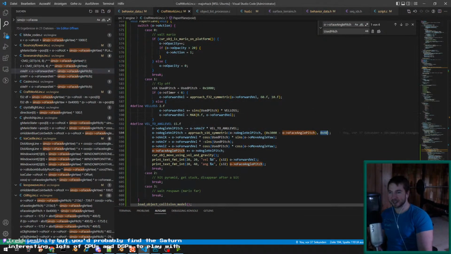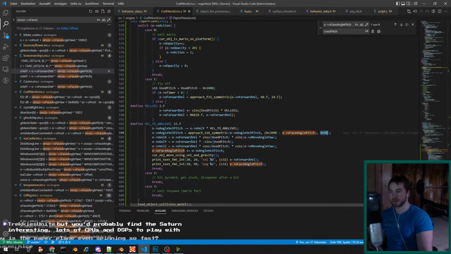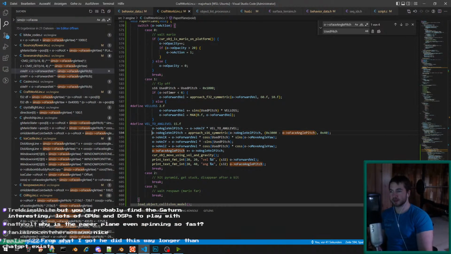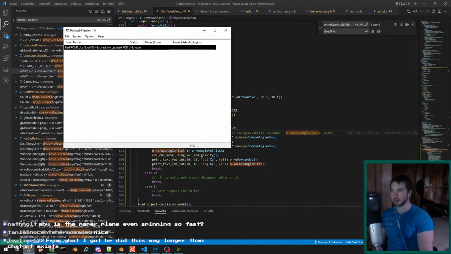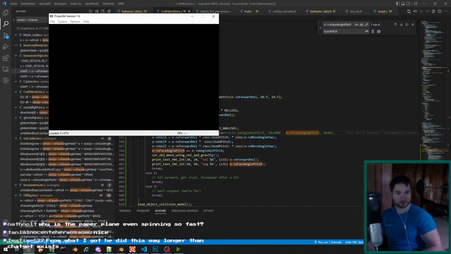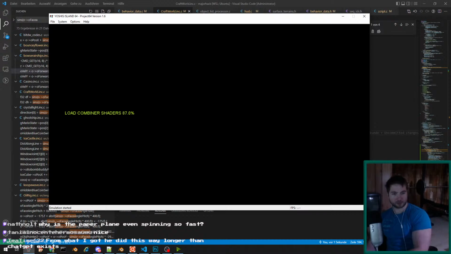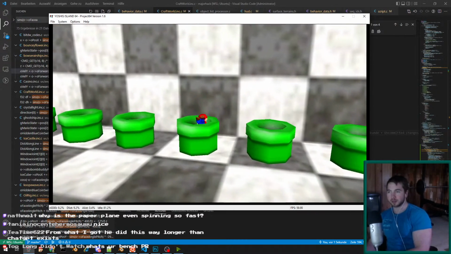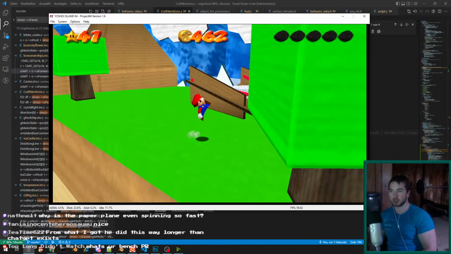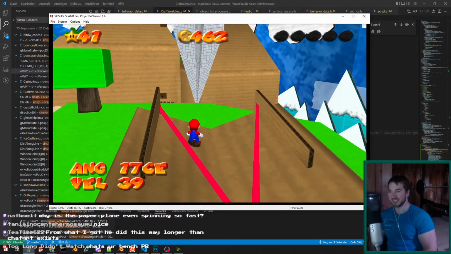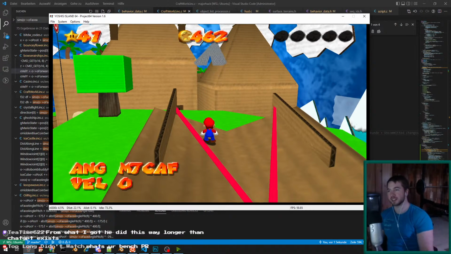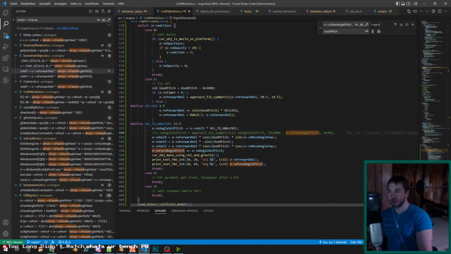Okay, this is not going as planned. How does it look if we just remove this whole tipping thing? Why is the paper plane spinning so fast? Because of the code that I wrote. What kind of question is that? Oh, interesting, it does that even without the tipping. So the angle val pitch goes way rogue.